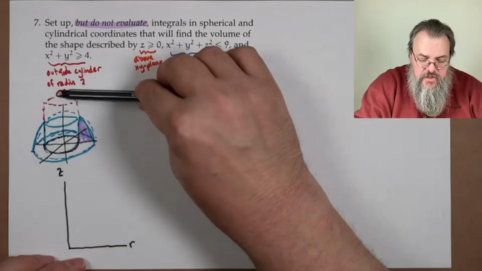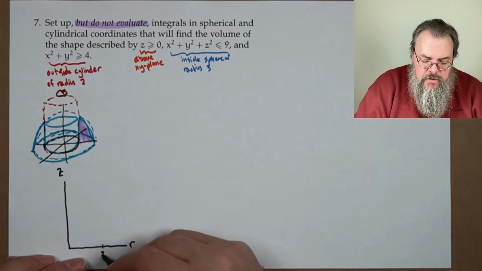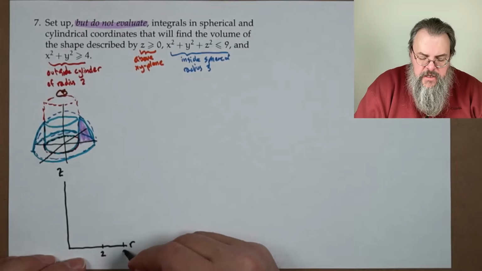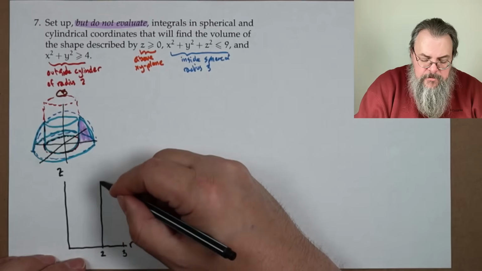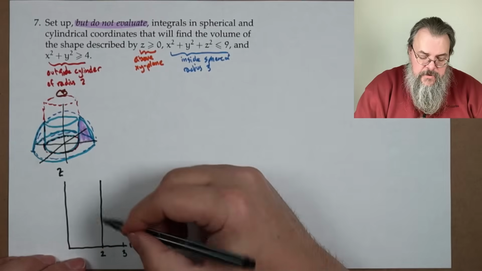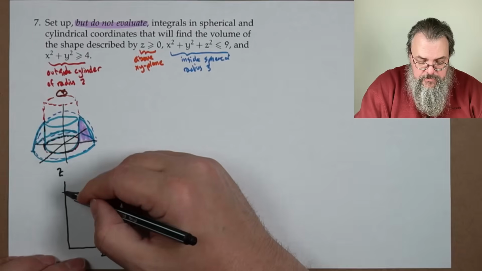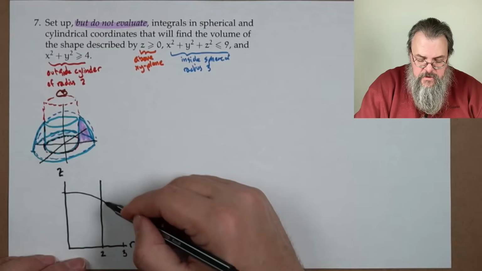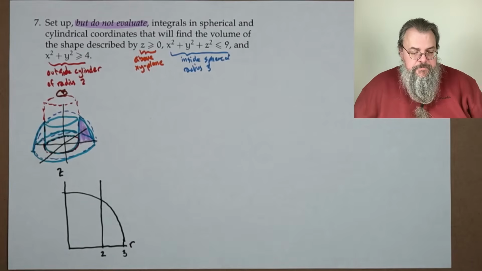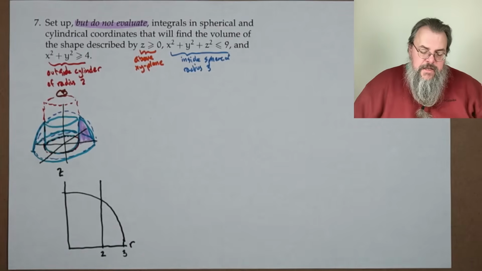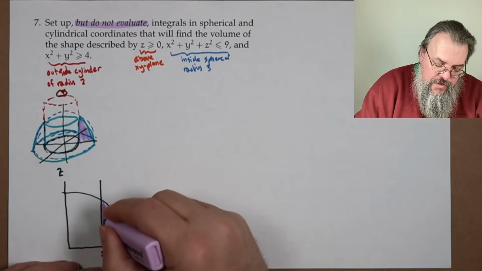So it's like I'm just sliced down. So we have a 2. Here's 3. Our cylinder just becomes a line, and our sphere becomes a circle. So there's our shape. Okay, now we're ready to start answering some questions.